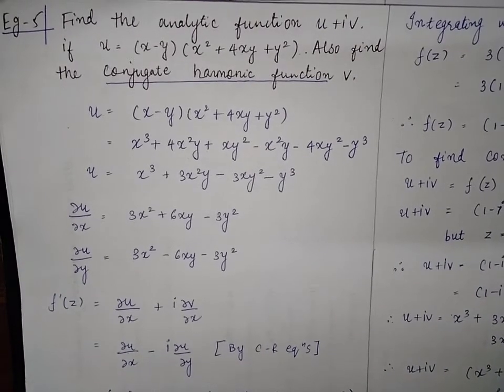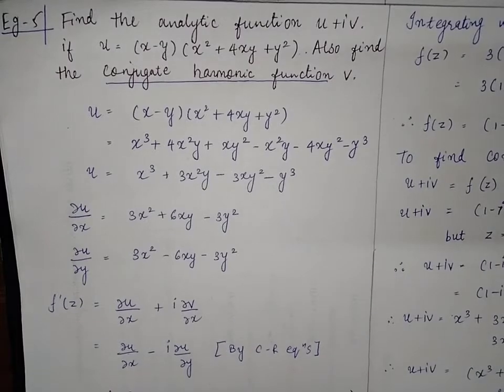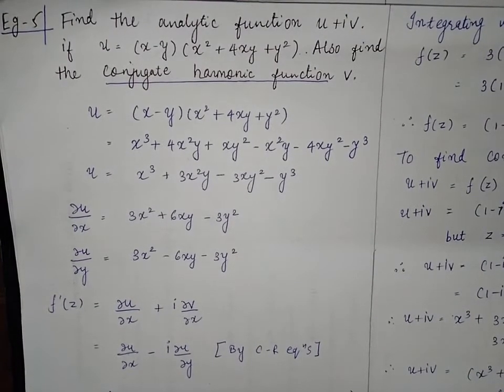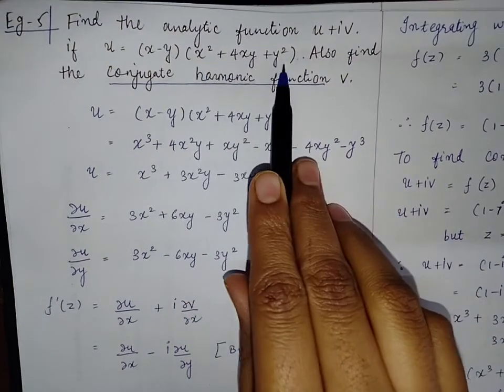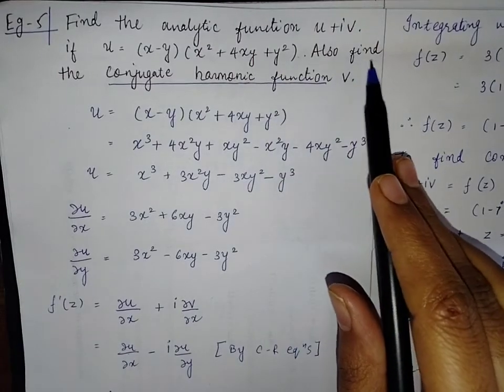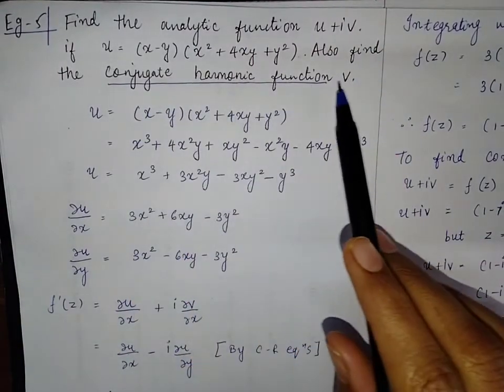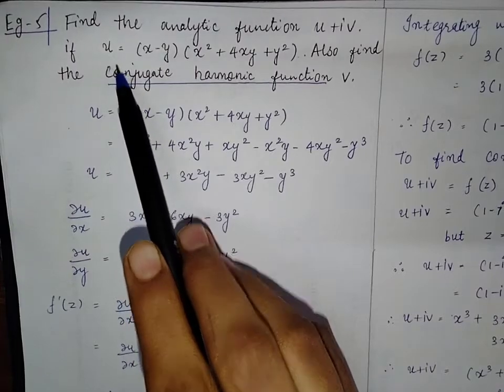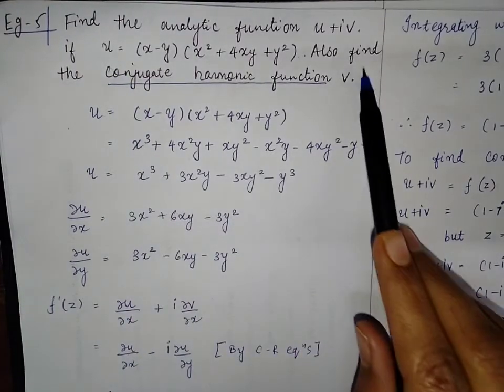So example 5. Find the analytic function u plus iv if u is given x minus y into x square plus 4xy plus y square, and also find the conjugate harmonic function v. Okay, now here we are asked to find the analytic function, but it is also asked to find the conjugate harmonic function v. u is given, so what will the conjugate harmonic function be?